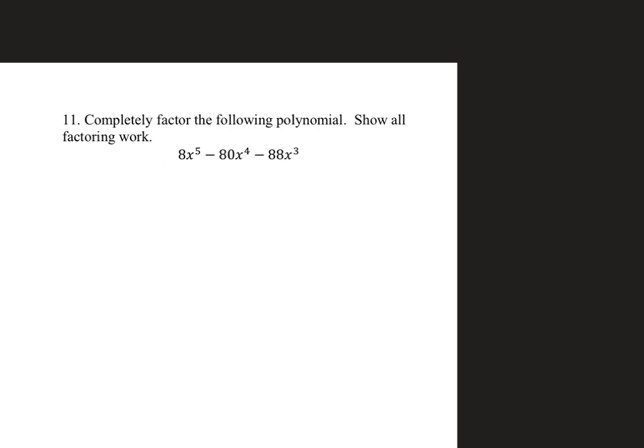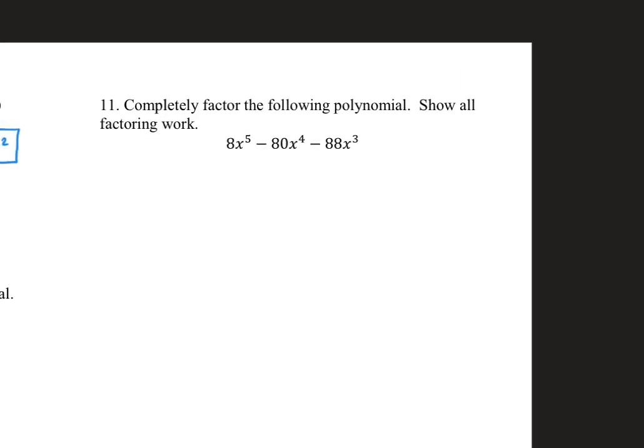All right, number 11 says completely factor the following polynomial. We're going to show all the factoring work. So any factoring problem, first thing we do is check for a GCF. So we have 8, 80, and 88. Since 8 is the smallest number, that's the biggest our GCF can be. And since 8 goes into 80 and 88, my GCF is going to contain an 8.